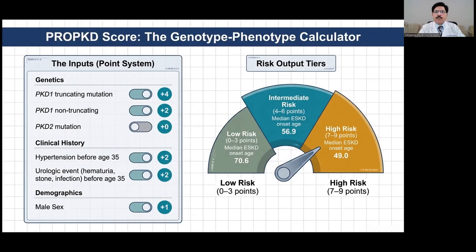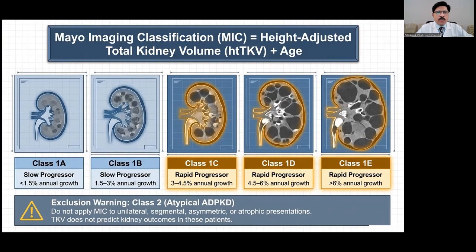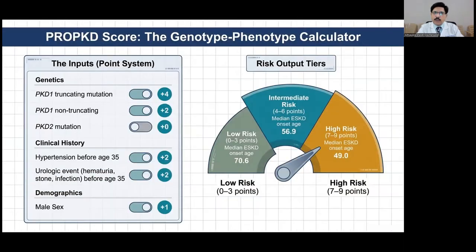Male sex, 1 point. You add all these things. If the points are less than 3, it is a low score. 4 to 6, intermediate. 7 to 9, high risk. So there are two scores, as you can see. One is the total kidney volume plus age, which is one variable you have to measure. The second one is the ProPKD score.